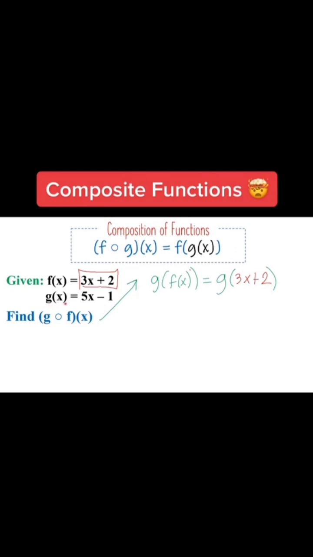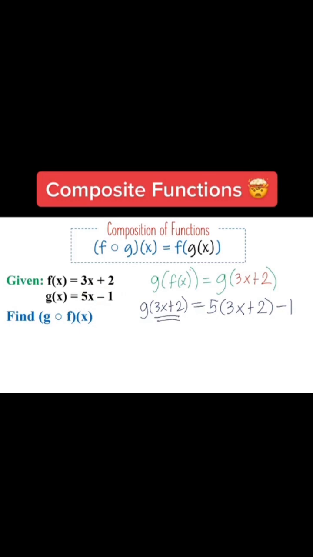Now, ito na yung gagamitin natin to solve. It means, ang isosolve naman natin dito ay g of x is equal to 5x minus 1. So, lagay lang natin sa baba. G of 3x plus 2. It will be equal to 5x minus 1. So, 5x minus 1 magiging 5. Yung x papalitan natin kung ano yung nakalagay dito sa loob ng parenthesis. So, magiging 5 times 3x plus 2. Sinubstitute natin siya. Then, copy lang yung negative 1. Then, ito na yung isosolve natin.